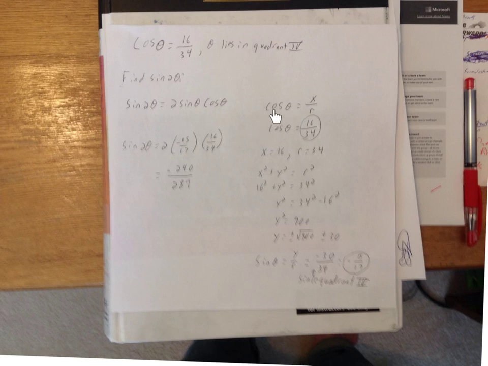So how do we find the sine of theta? Well, there are actually different options. I go back to the very basics. Cosine of theta is x over r. And so cosine of theta is 16 over 34, so x is 16 and r is 34. X is the numerator, r is the denominator.